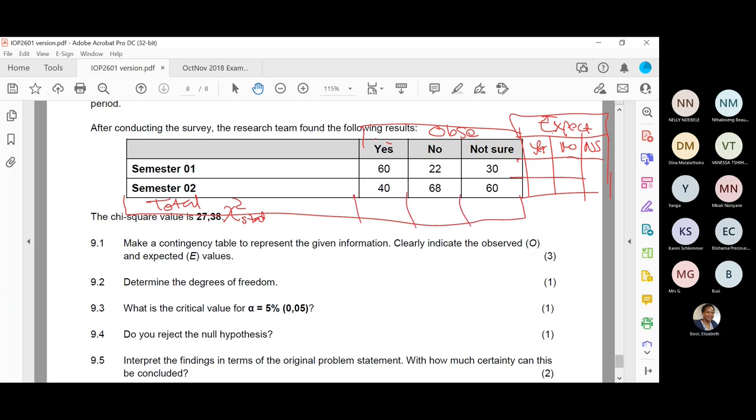So 60 plus 40, it's 100. 22 plus 68 is 90. And also, I forgot, we also need the total here at the end. So there should be another total there. You need that total there. And the total here will be 60 plus 30, 22 plus 30.